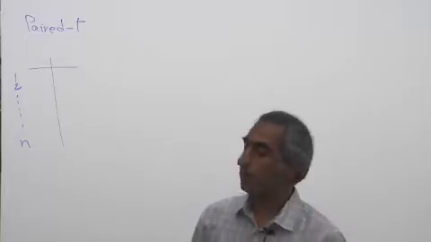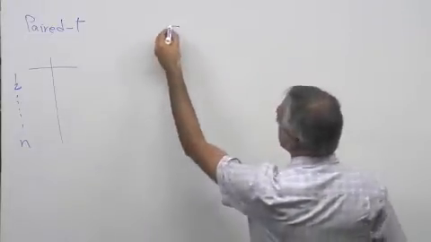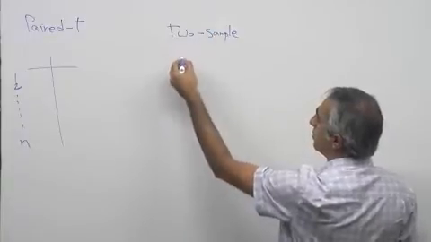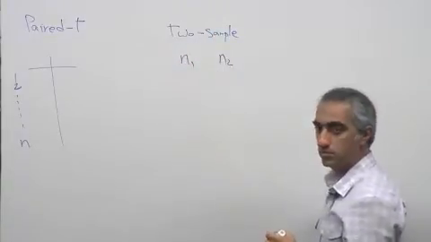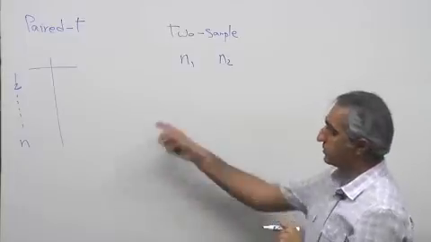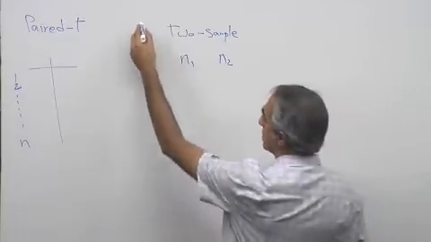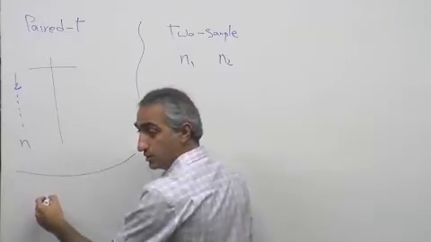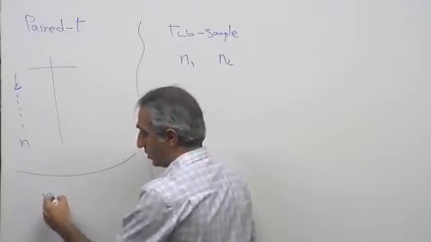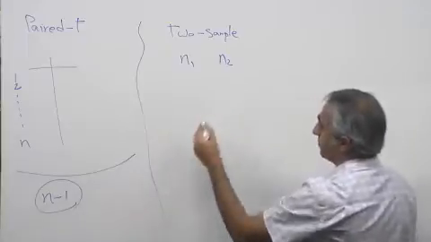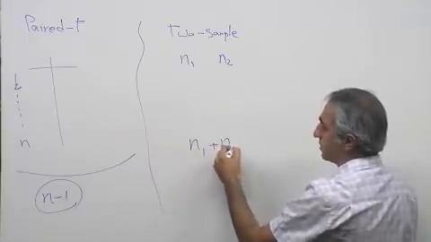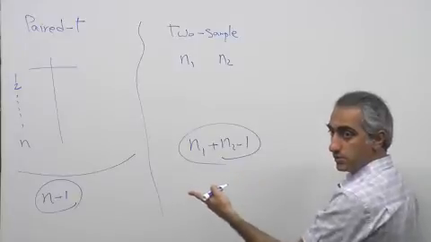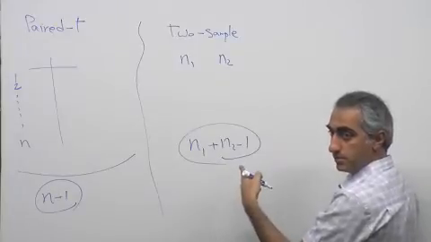Okay? For the other one, which is the two-sample t-test, one could be n1, the other one could be n2. So that's the first difference. The second difference is the degrees of freedom. For this guy it would be n-1. The degrees of freedom for the two-sample is n1 plus n2 minus 2. Okay? That's the second difference. So they don't have the same degrees of freedom.